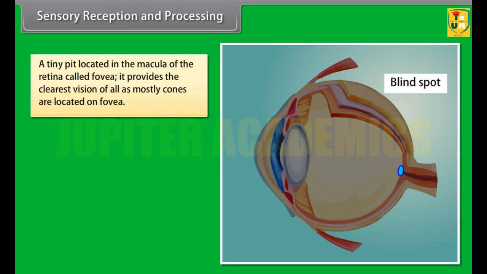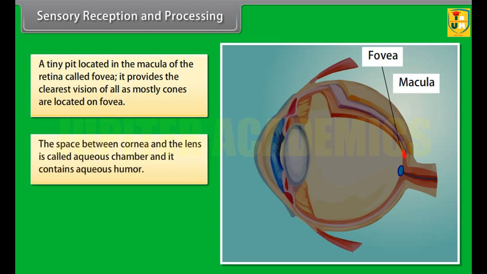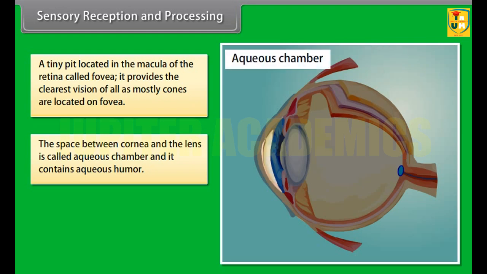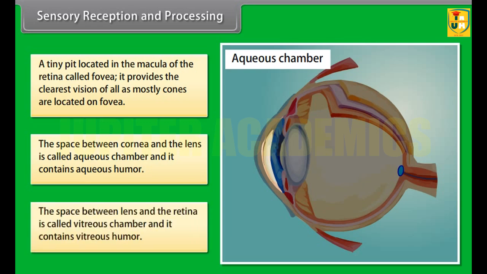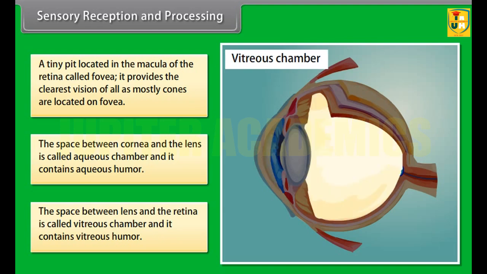A tiny pit located in the macula of the retina is called the fovea. It provides the clearest vision of all, as mostly cones are located on the fovea. The space between the cornea and the lens is called the aqueous chamber, and it contains aqueous humor. The space between the lens and the retina is called the vitreous chamber, and it contains vitreous humor.